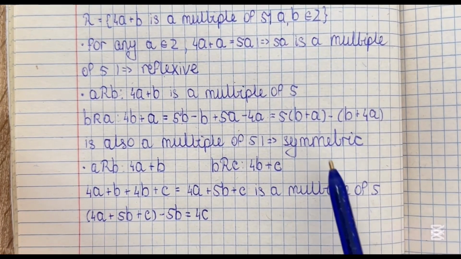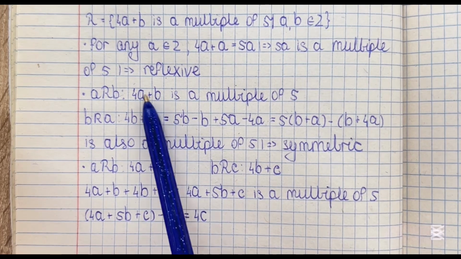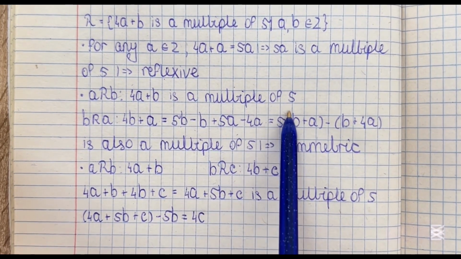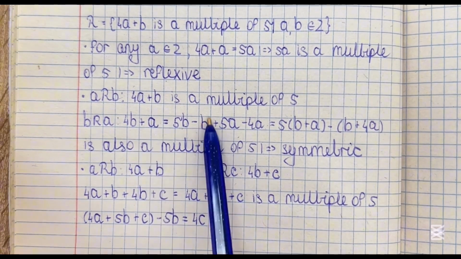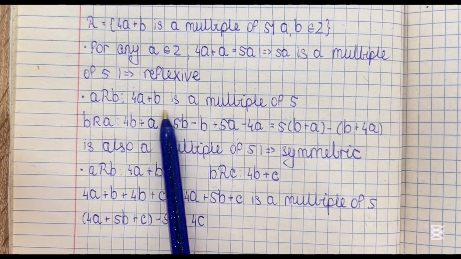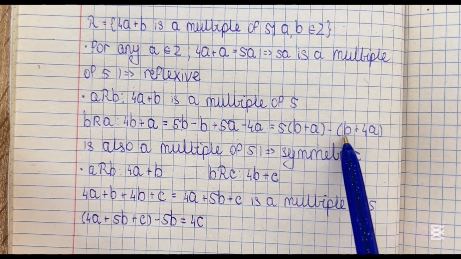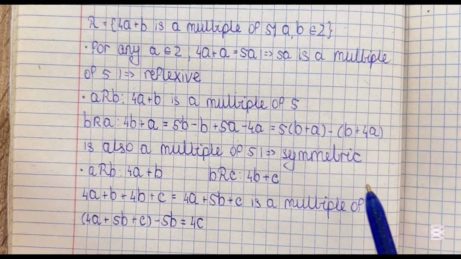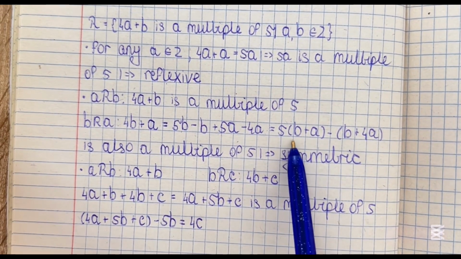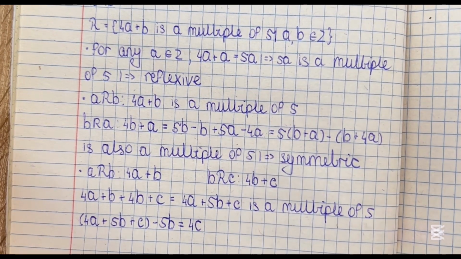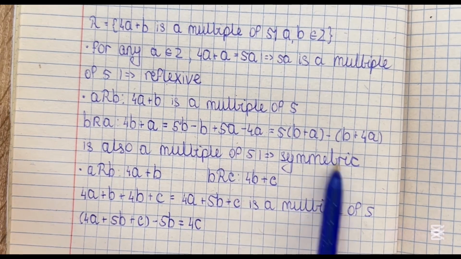The next point is finding whether this relation is symmetric or not. We assume as a fact that 4a plus b is a multiple of 5, and then we need to check whether 4b plus a is also a multiple of 5. So we rewrite this expression in the form 5 multiplied by (b plus a) minus (b plus 4a). We know that b plus 4a is a multiple of 5, and 5 times (b plus a) is also a multiple of 5. That's why the whole expression is also a multiple of 5, and this relation is symmetric.